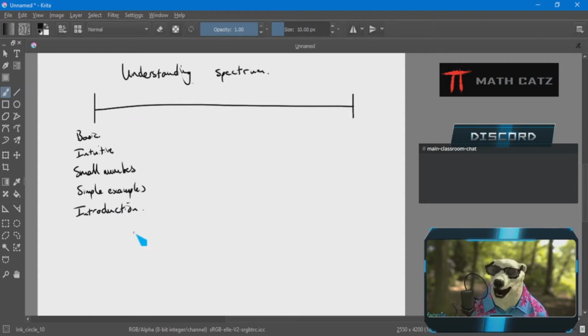And whether I'm learning something, it should be with those key concepts in mind. It's basic, it's intuitive, it's easy to understand and get a hold of. The examples are simple, the numbers are small. It's my introduction. Whether I'm teaching it or learning, I'm going to start on this left side.